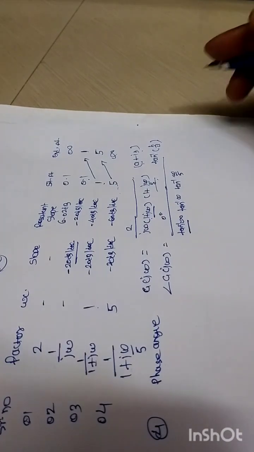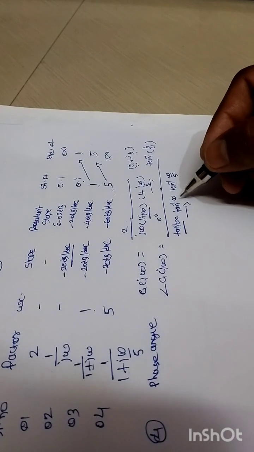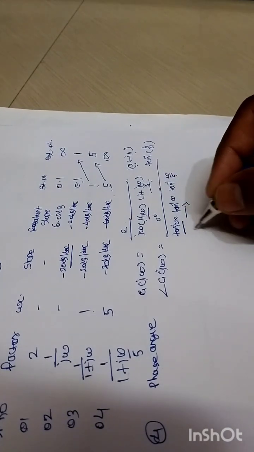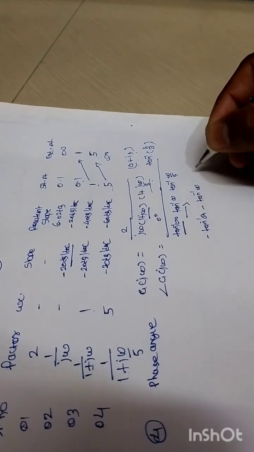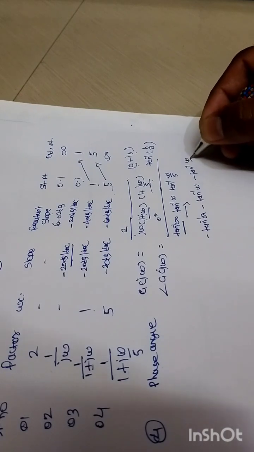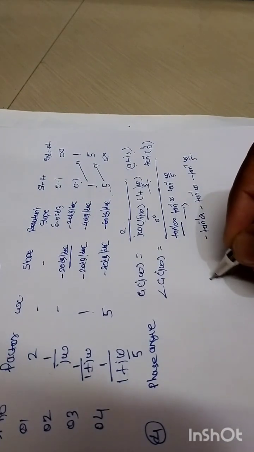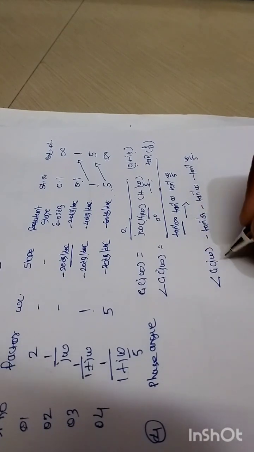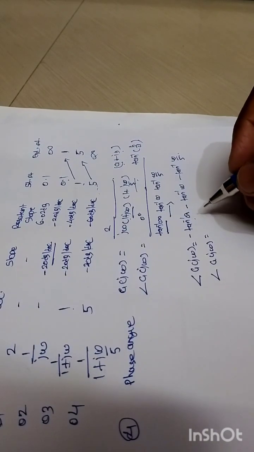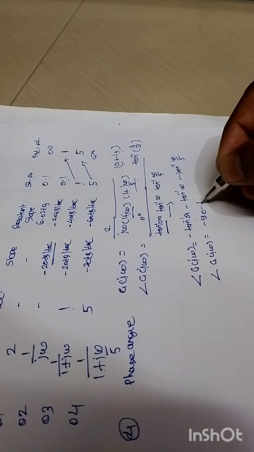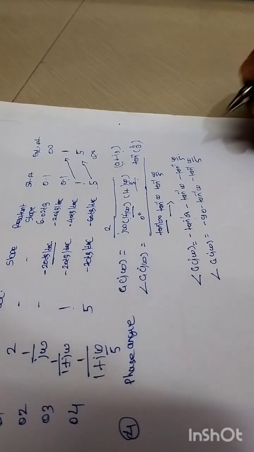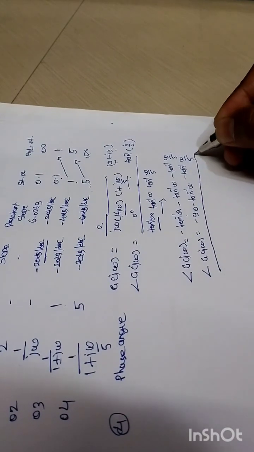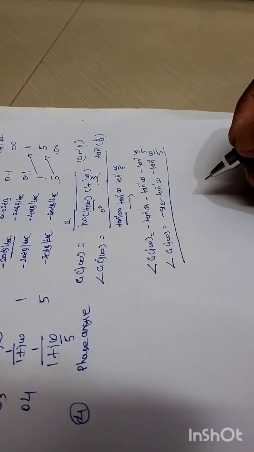When we rearrange all these terms, as the denominator is shifted to the numerator, it becomes minus tan inverse of infinity, minus tan inverse of ω, minus tan inverse of ω upon 5, right? So the phase angle of G(jω) equals tan inverse of infinity, which is minus 90 degrees, minus tan inverse of ω, minus tan inverse of ω divided by 5. This is the desired value for the phase angle, right?